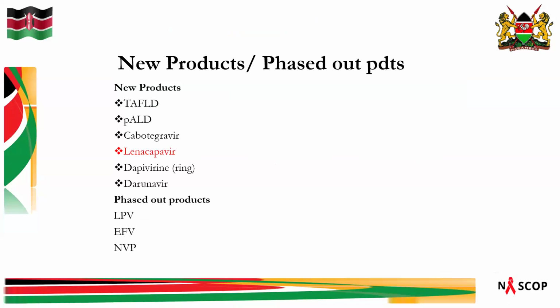So we have some new products which we are phasing in or phasing out. The new products we have is Tafel-D, that is tenofovir alafenamide, lamivudine, and dolutegravir. Now we have a fixed dose combination of abacavir, lamivudine, and dolutegravir for the children. We are having injectable cabotegravir, that is CAB-LA, which has come. Lenacapavir is in red because cabotegravir is a bit ahead in terms of implementation in the country. Then we have the dapivirine ring. This is a vaginal ring which is impregnated with the dapivirine. Then we have darunavir. And some of the products which we are phasing out, we have lopinavir, efavirenz, and nevirapine tablets. This is not the syrup, it's the tablets.